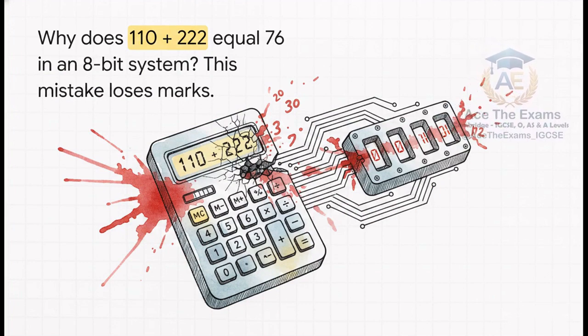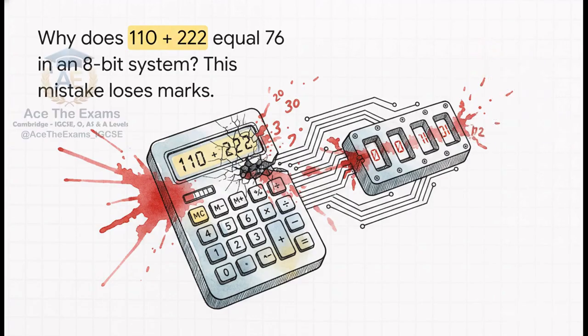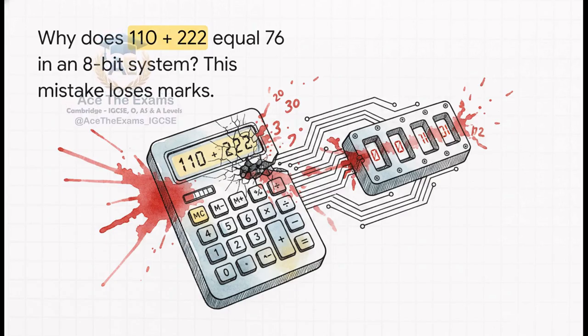Take a seemingly simple calculation. 110 plus 222. I mean, any basic pocket calculator is going to tell you the answer is 332, right? So why, on a computer science exam, could this exact calculation result in 76? No, it's not a typo. It is a fatal exam error just waiting to happen.